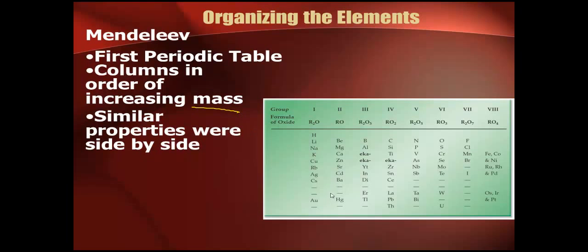Now, these lines were things that he hadn't quite figured out yet, and these ekas right here represent things that he was predicting but wasn't 100% sure about at this point. And you can see he's organized his periodic table based on how they reacted with oxygen, so their reaction with the oxide. The modern periodic table is structured a little bit differently, okay?